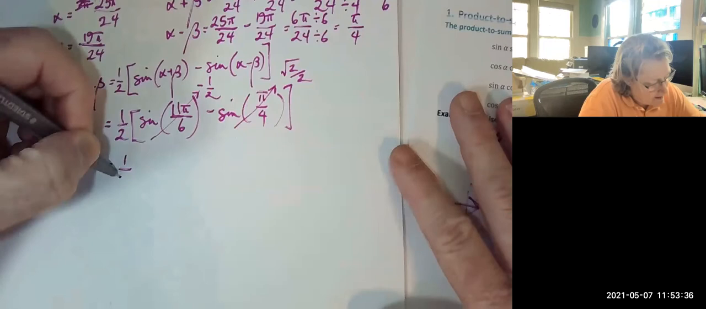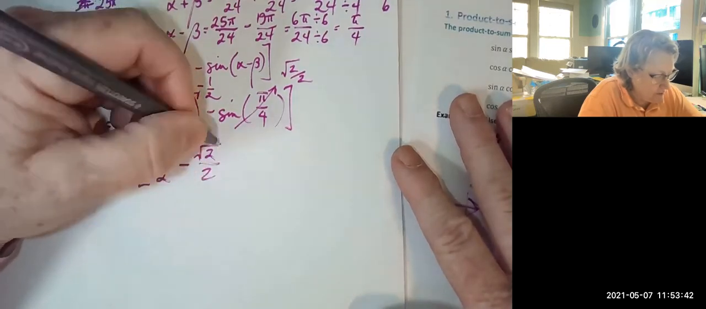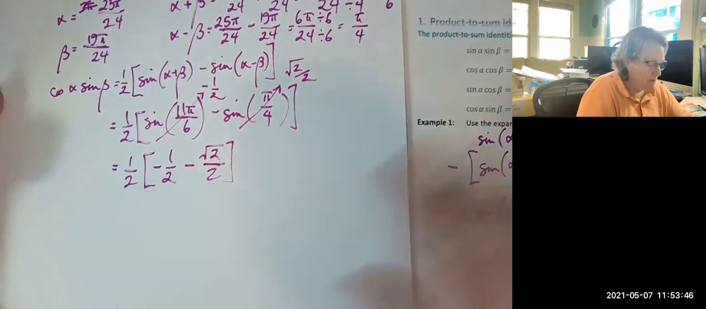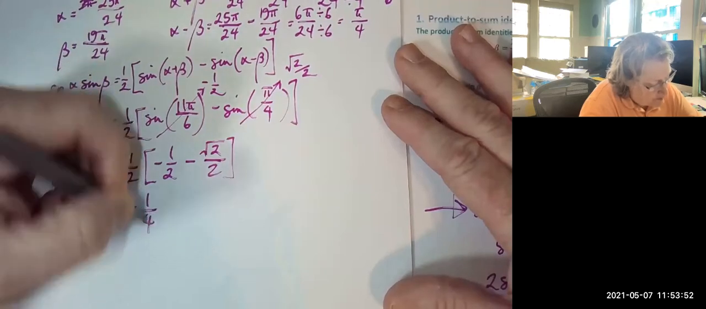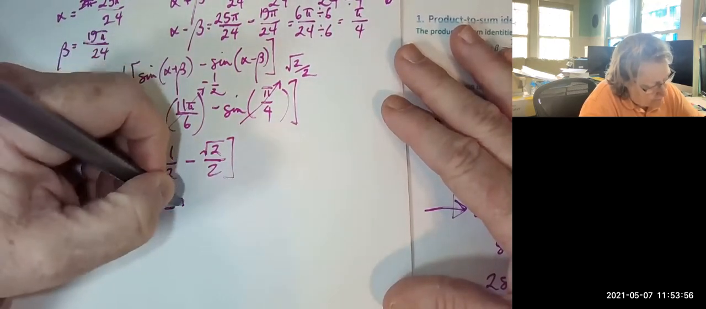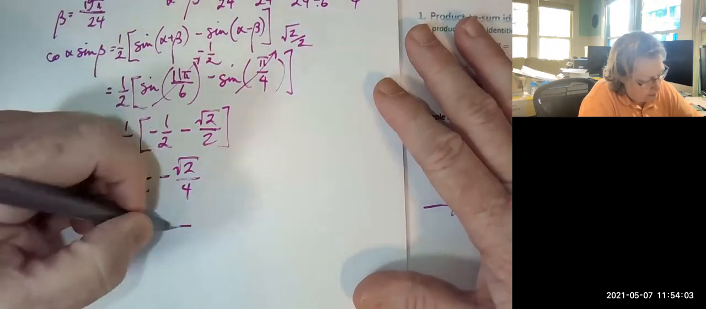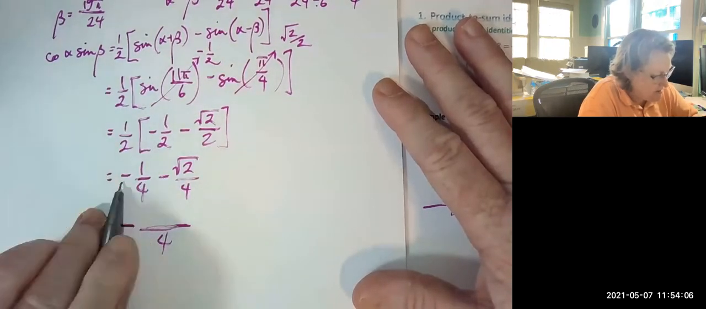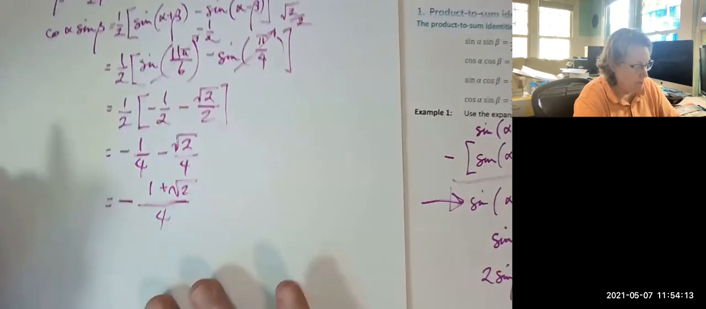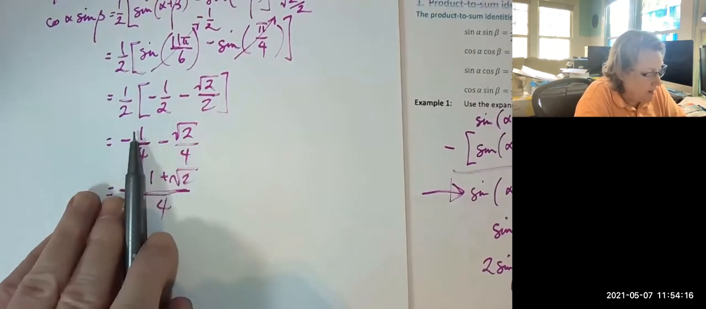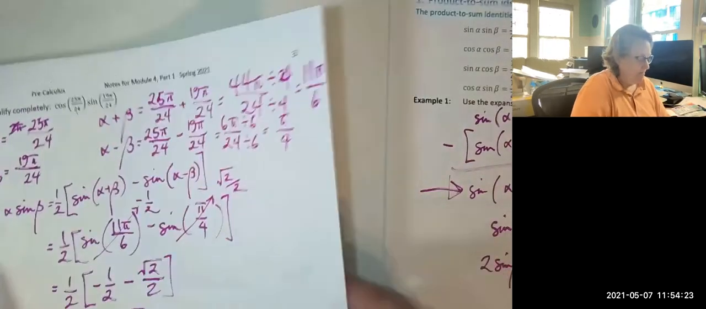We get 1/2 times negative 1/2 minus square root of 2 over 2. We can multiply through by the 2, and we get negative 1/4 minus square root of 2 over 4, or we could write it as one fraction. Negative 4. I'm going to put this negative out front, and then I'll have 1 plus square root of 2 in the numerator. It really doesn't matter how you write the answer. The key is that you can't combine 1 and square root of 2. You have to write them as separate terms. Awesome. Okay.